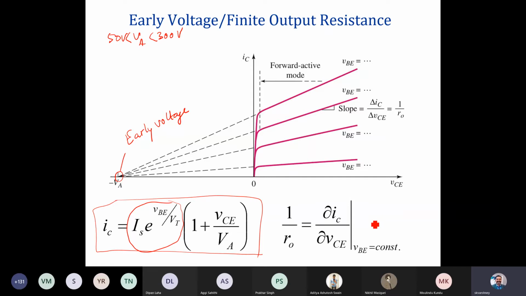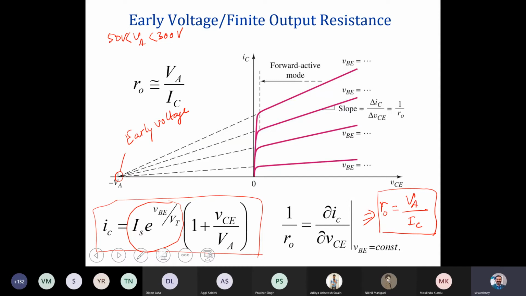If I take del IC over del VC and then take the inverse of it, we can express r naught in terms of the early voltage VA over IC. That gives you the value of the finite output resistance at a constant voltage. VB is related to the base current IB. Okay, it is written here.